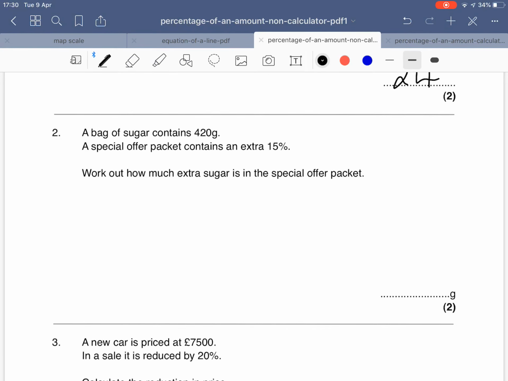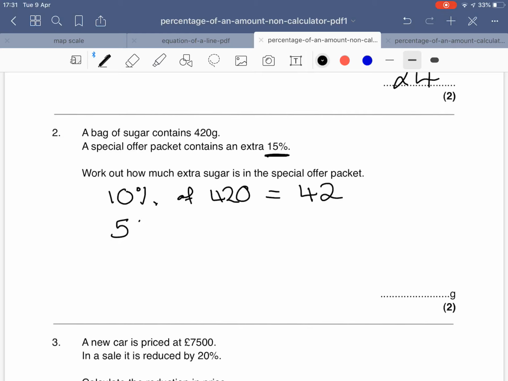A bag of sugar contains 420 grams. A special offer packet contains an extra 15%. How much extra sugar is in the special offer package? So if we need 15%, I can split 15 up. I can first find 10% of 420 grams. I know I just got to divide that by 10 to get 42.